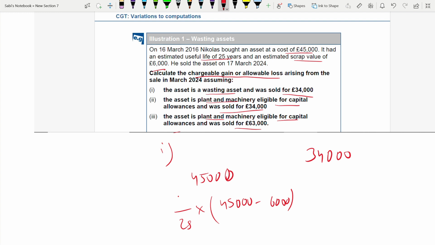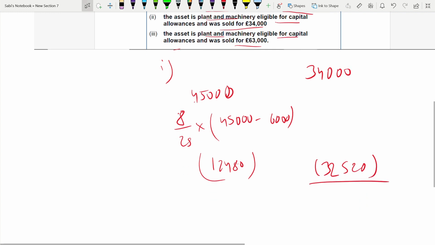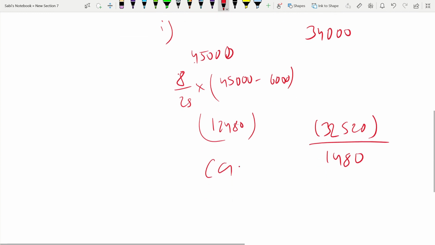Here, what is the period the disposer is holding the asset? Bought the asset on 16 March 2016 and selling the asset in 24. So 17, 18, 19, 20, 21, 22, 23, 24, that is 8 years. And if you compute it like this, from 45,000, it's 12,480 you have to deduct. Once you deduct that, this is the allowable cost, 32,520. Deduct from the sale proceed and get the chargeable gain, 1,480. This is the chargeable gain. Very easy.